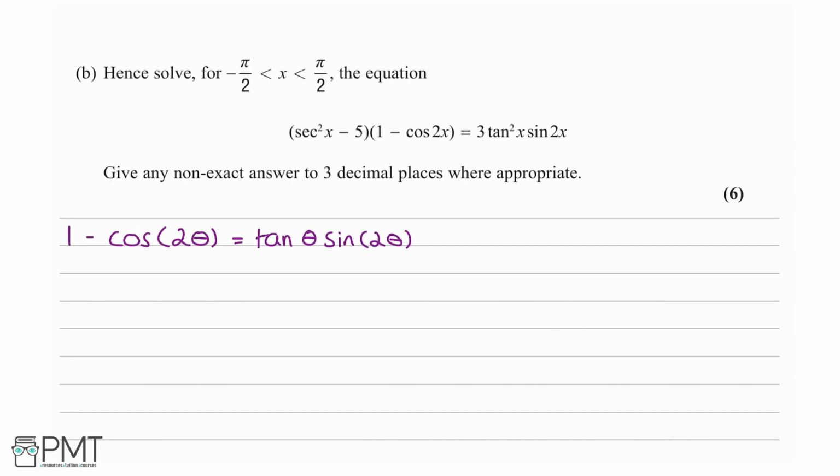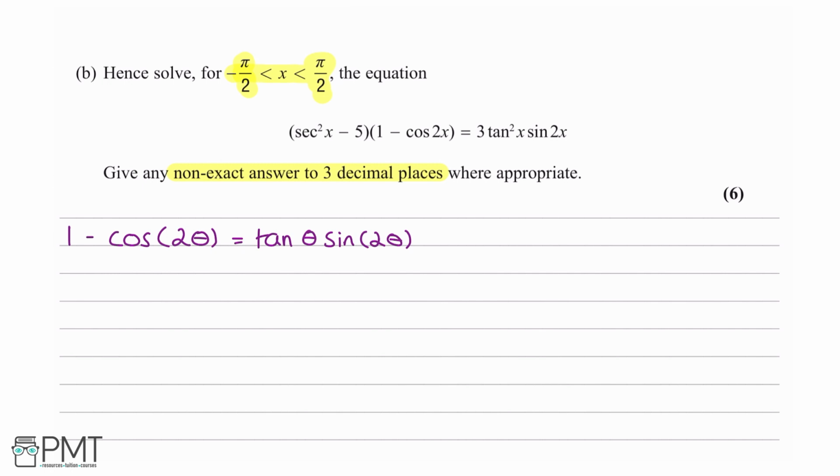We have been told, hence, solve for x between minus pi over 2 and pi over 2 the equation secant squared x minus 5 times 1 minus cosine 2x equals 3 tan squared x sine 2x. And we are told to give any non-exact answer to 3 decimal places where appropriate, for 6 marks. First I'm going to highlight the domain over which x is valid, and I'm also going to highlight that we need to give any non-exact answers to 3 decimal places.